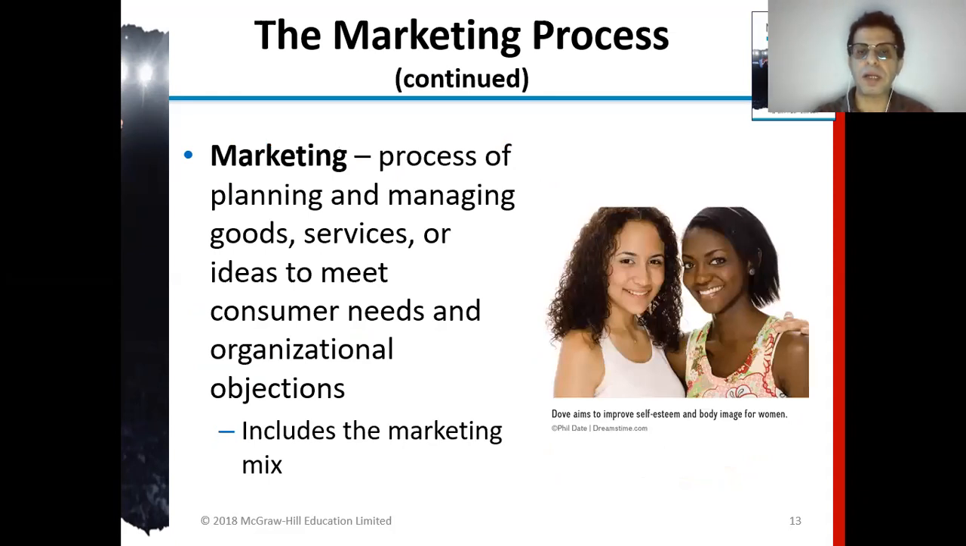Now, marketing is the process of planning and managing a good, service, or idea. So you can have an idea of saving the world and you can market it. There was an organization in Canada called MADD, which is about how to make people realize that drinking and driving is bad and can save people. So that's the idea. You market that.